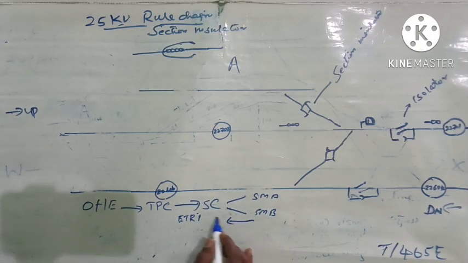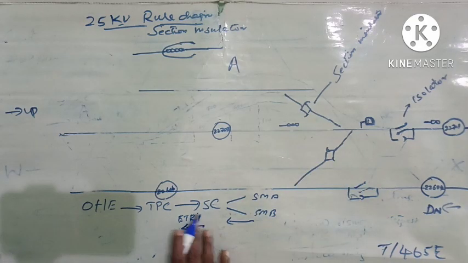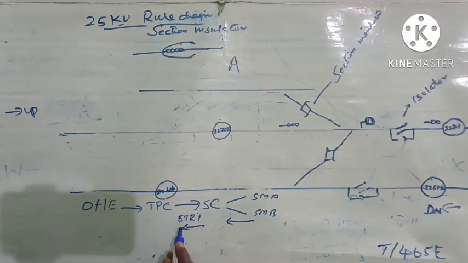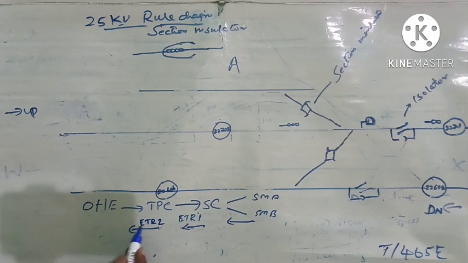Now, on getting this information from section controller what he will do? This section controller will inform TPC that all precautions have been taken. That information will be exchanged under ETR-1. That is TPC and section controller, the information will be exchanged under ETR-1. Then, under ETR-2, TPC will inform OHE staff that power block has been granted.